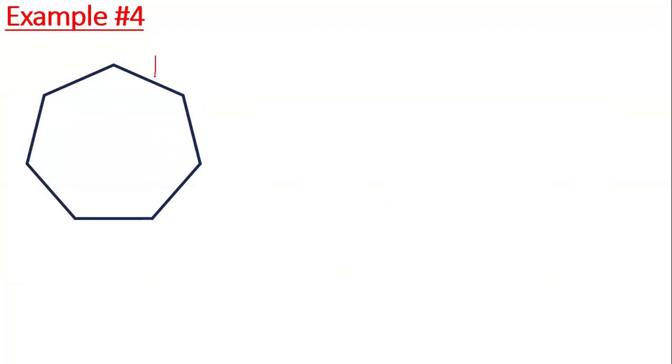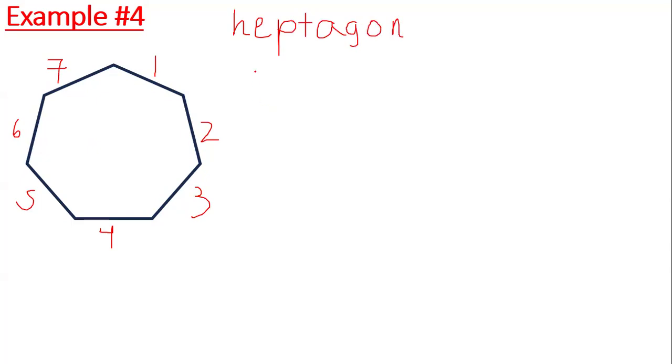Let's see. 1, 2, 3, 4, 5, 6, 7. That's 7. So if it has 7 sides, what is it called? A heptagon. Heptagon. Okay, so if it had 6 sides, we're gonna call it a hexagon. If it had 8 sides, we're gonna call it an octagon. 8 sides is an octagon.